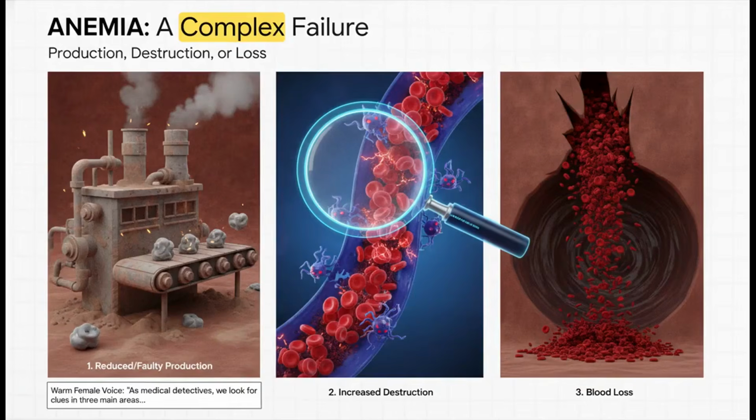It represents a fundamental failure in one of three areas. It could be a failure of the bone marrow to produce enough cells. It could be systemic destruction, where the body is prematurely destroying its own red blood cells, or it could be massive, sometimes hidden, blood loss. As a detective, you have to figure out which of these three mechanisms is the real culprit.